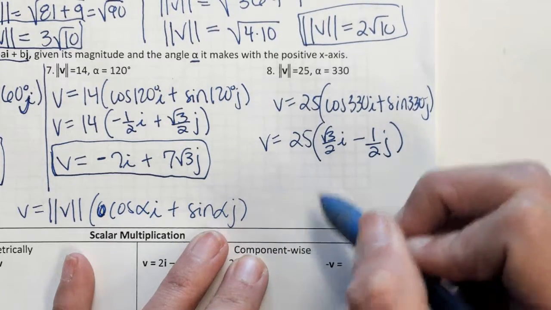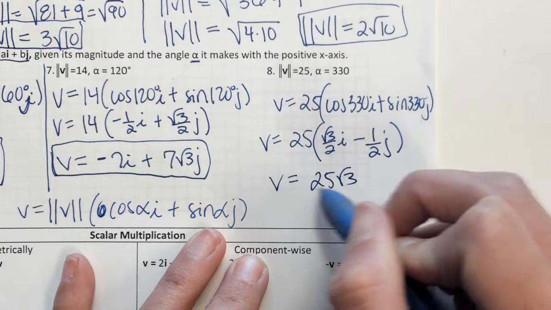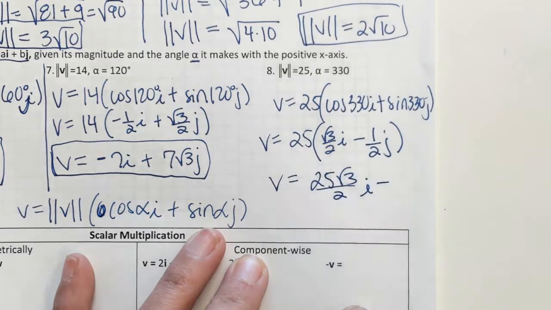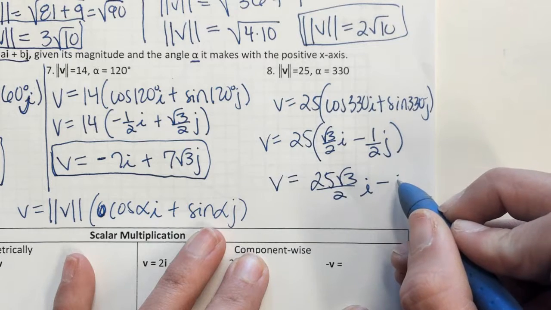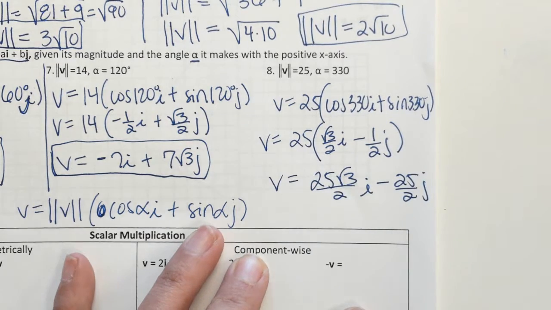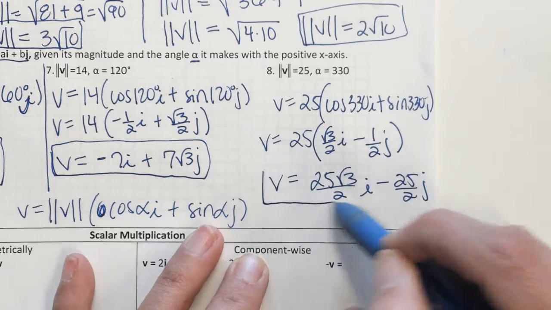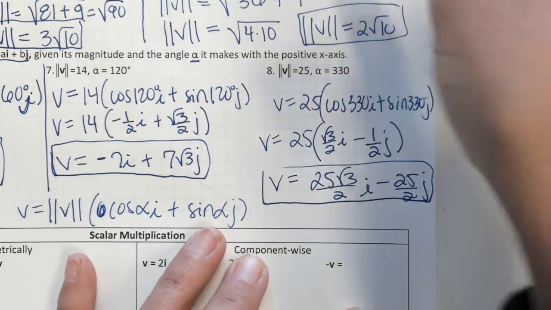So the final answer would be what? That equals 25 square root 3 over 2 minus 25 over 2 j. Or we can just leave it as what? Very good. Either way is fine. Any questions on these? Very good. So we just found the vector ai plus bj given an angle and the magnitude.